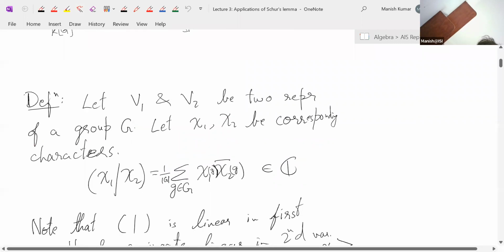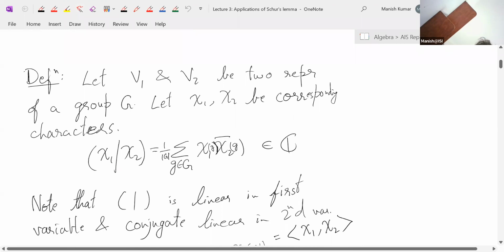Then we define a pairing (chi1, chi2) within round brackets. This is defined to be 1 over the size of G, the summation over g in G of chi1(g) times chi2(g bar). Each chi1(g) is a complex number, chi2(g) is a complex number, and you put a bar, so it's a complex number. So it's a pairing.